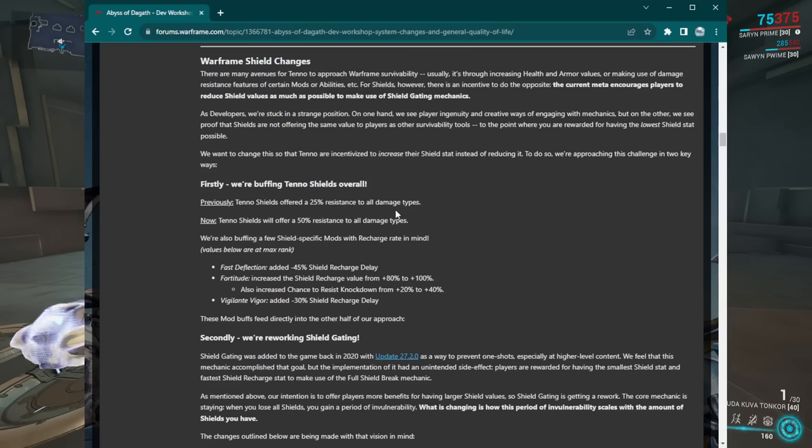As developers, we're stuck in a strange position. On one hand, we see player ingenuity and creative ways of engaging with mechanics. I'll be honest, I never liked the Decaying Dragon Key thing.